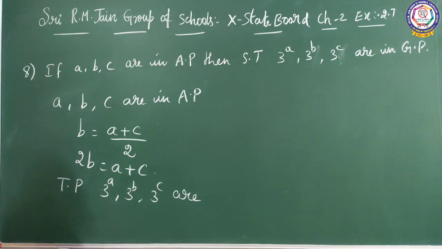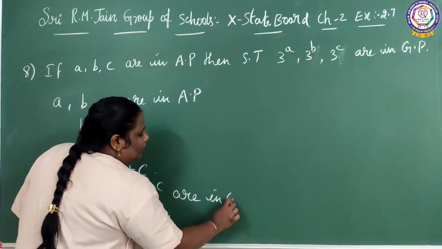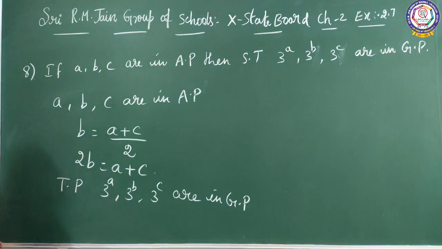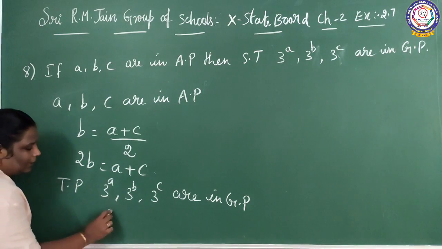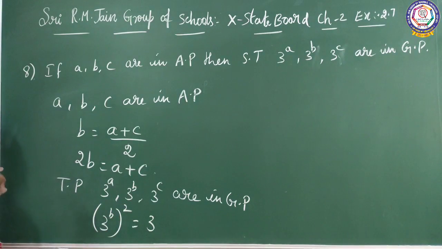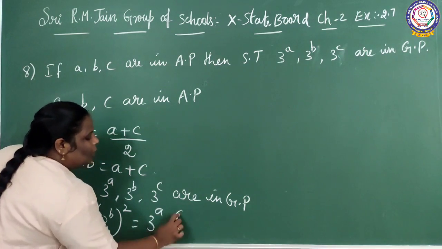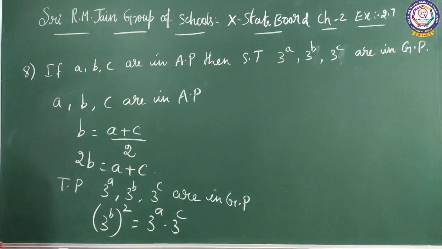What is the condition for GP? B square equal to AC. So what is the condition for that GP? (3^b) the whole square equal to 3^a into 3^c, that is, B square equal to AC. That is the condition for GP.